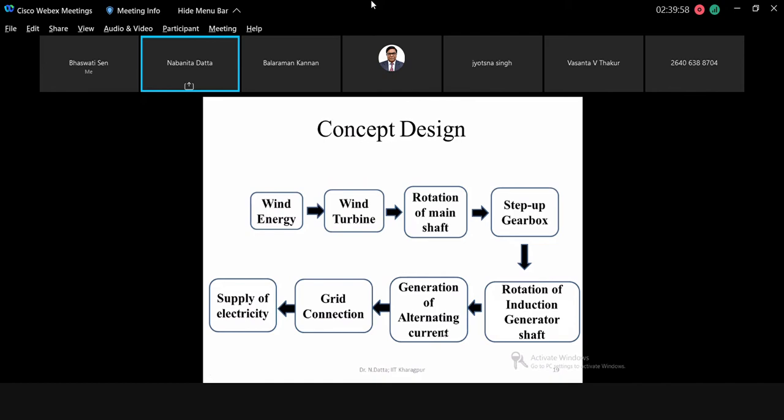This is one strong advantage over the solar energy, which generates direct current. And mostly energy is commercially used in the alternating current form.